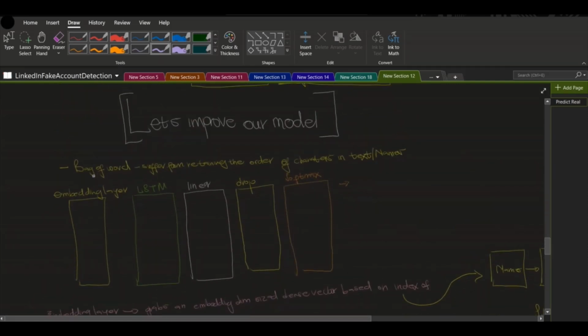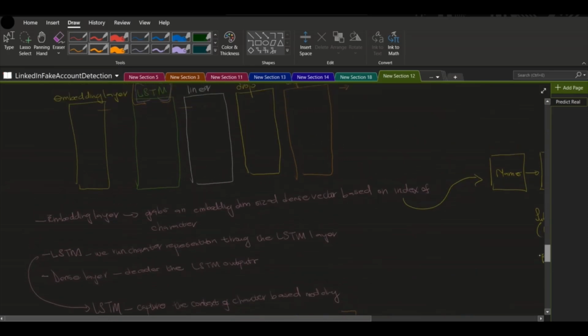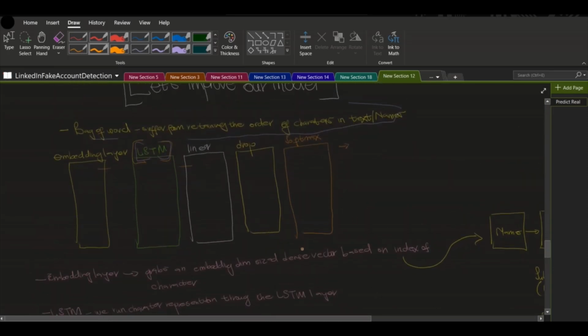So we said we're going to use bag of words, but this can suffer from not retaining the order of the characters in text. What we can probably use is something like an LSTM, which can help us to maintain that order because it's a sequential language model. So we can have that, and we can still have our embedding layer, and a linear layer, and then a dropout and softmax. So one way you can think about this is that the embedding layer is going to be quite intensive.